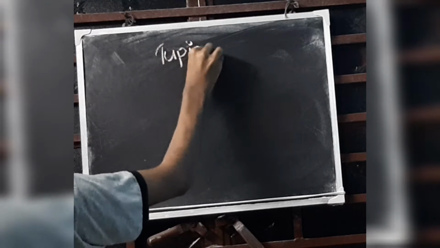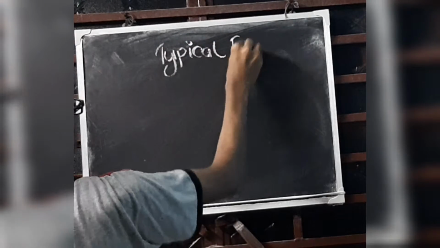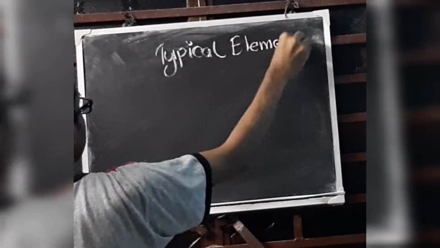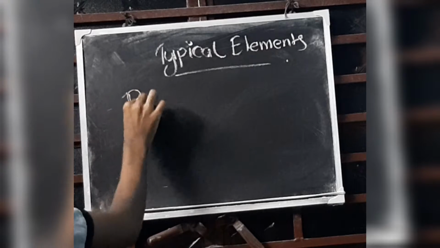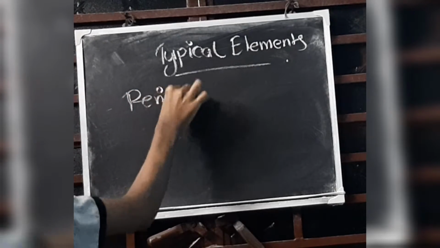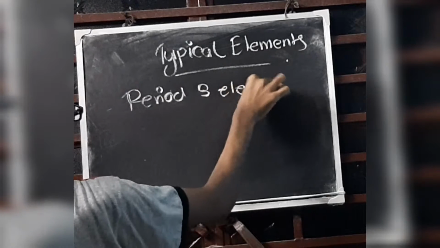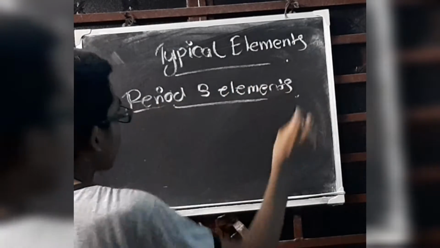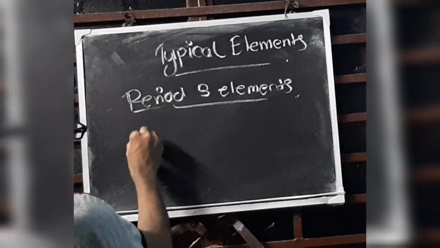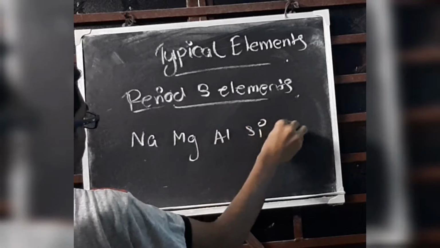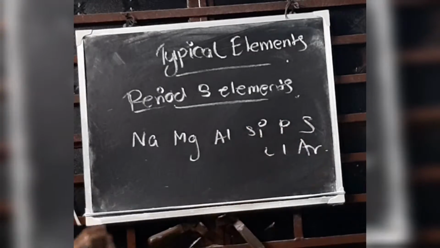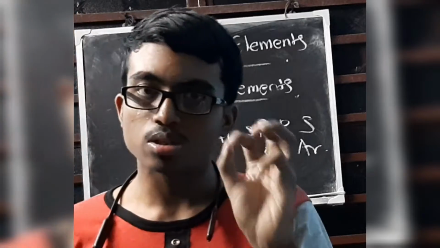Now the next thing is typical elements. Typical elements are basically the group 3 elements. Sorry, not group 3, period 3 elements. The period 3 elements are called typical elements. What are the period 3 elements? Na, Mg, Al, Si, P, S, Cl, Ar. These are the period 3 elements.